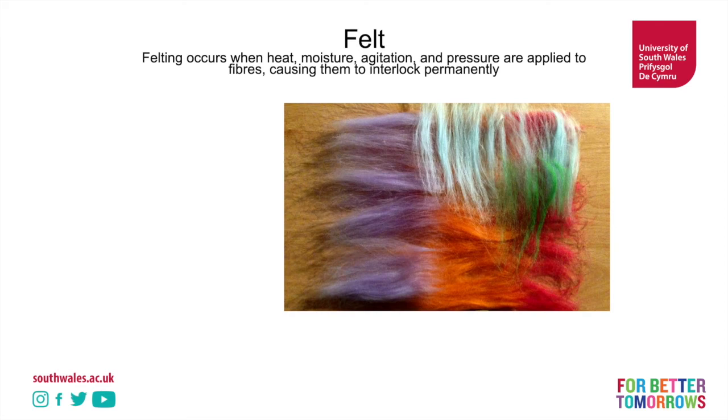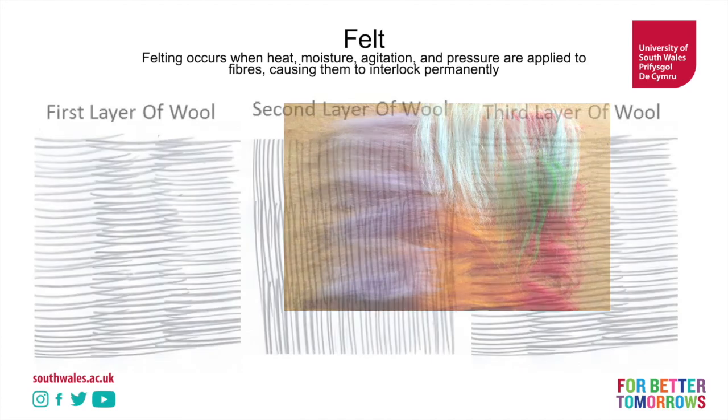The most common one you might encounter is felt. Felt can be made out of many different protein-based or hair-based fibers. Sheep's wool is the most common, but you can make it from human hair, dog hair, alpaca, anything that has those scales that we looked at in our fiber video, and the scales will interlock and lock together. But they will only lock together when heat, moisture, agitation, and pressure are applied to make them interlock permanently. And you can see here that we have a layer of wool going one way, and then a layer of wool going the other way. This is to create more connection between the interlocking areas and the surface.